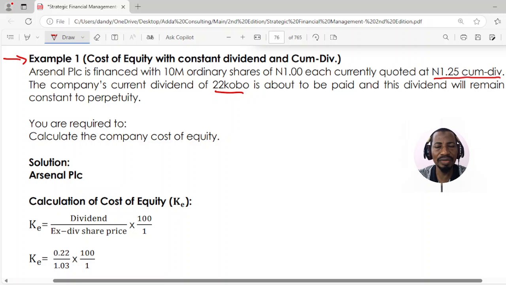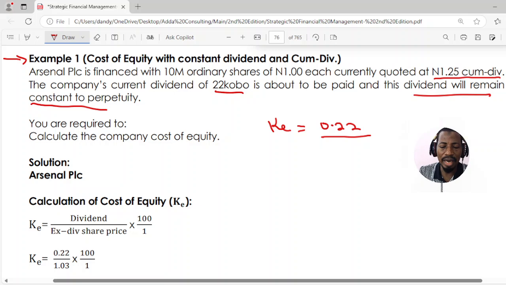Using the dividend valuation model, cost of equity will be calculated as the ratio of dividend to ex-div share price. So I will go to the question: what is the current dividend? The current dividend is 22 kobo, so that's 0.22, because there is no growth in this question. We are told that the dividend will remain constant to perpetuity, then divided by the ex-div share price. I don't have the ex-div share price because the examiner has given me the cum-div share price. Therefore, I need to calculate the ex-div share price. Ex-div share price will be equal to the cum-div share price minus the current dividend.